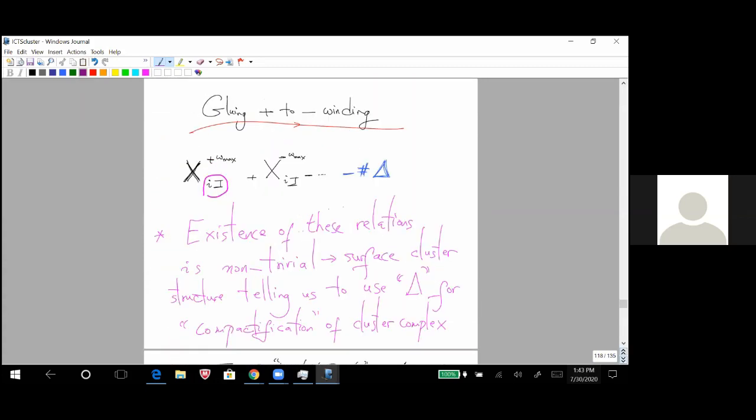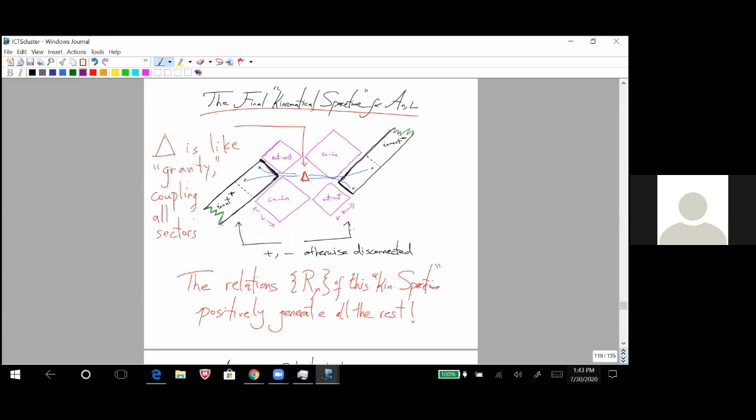So that's what I've said here. The existence of these relations is non-trivial, but the fact that they're there is really the way the surface cluster algebra is telling us to use delta to give us this compactification of the cluster complex. And so that's it. That's the full kinematical space-time picture now for this annulus problem.